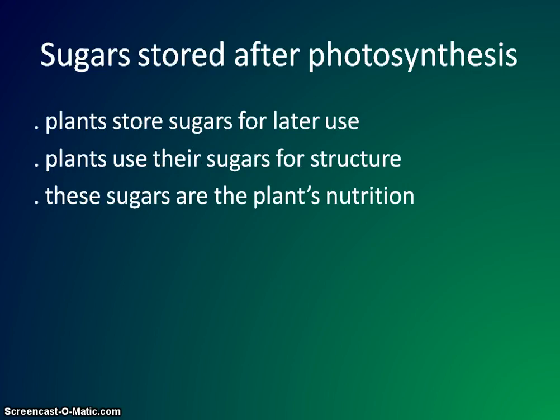Now, the sugars stored after photosynthesis are what we really eat. You think of sugar as being really sweet, but really sugar is a broad term for many types of glucose and sucrose and other types of sugars that, to the plant, aren't really that sweet, but it's what the plant eats. Basically, they make their own food, and these sugars become the plant's own nutrition.